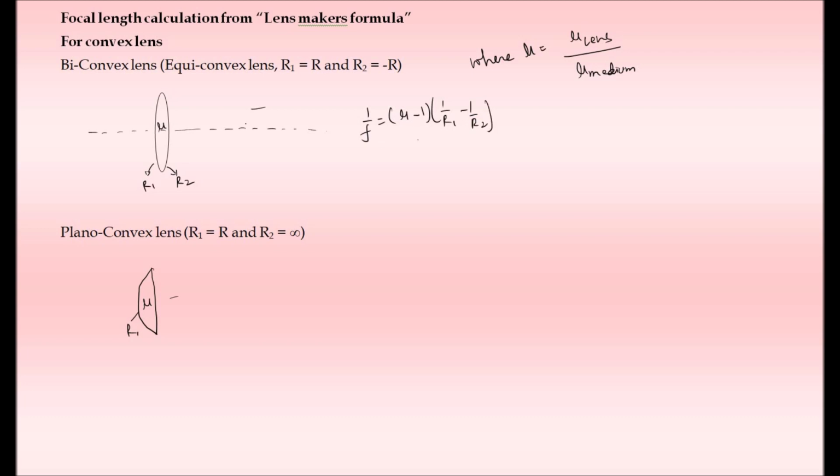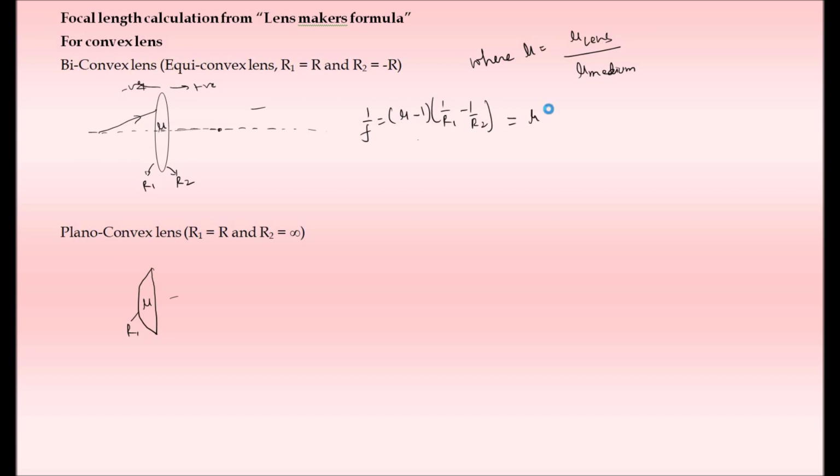So for a biconvex lens, suppose the light ray comes in this way, then this direction is taken as positive and this direction is taken as negative. In this way we may write R1 is equal to plus R and R2 is equal to minus R, because the radius of the first surface is towards the direction of the incident light ray, while the radius of the second surface is opposite to the direction of the incident light ray.